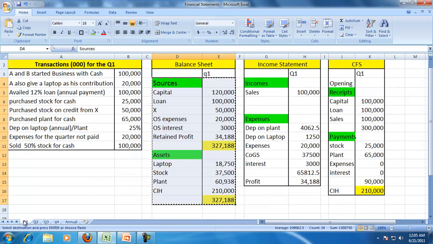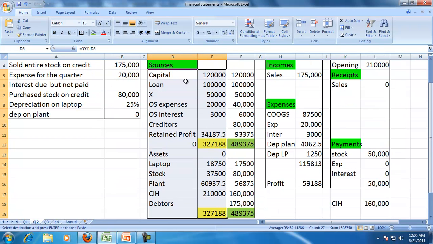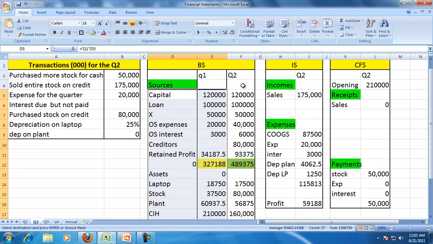Let me recap. In Q1 you had these transactions, Q1's balance sheet, Q1's income statement, Q1's cash flow. In Q2, the closing balance sheet of Q1 will become the opening balance sheet of Q2. So by the end of Q2 you're going to have the new items because of the transactions, and the transactions are visible in Q2's income statement and cash flow statement. In a later session we'll try to see what will happen in Q3 and Q4. Thank you very much.